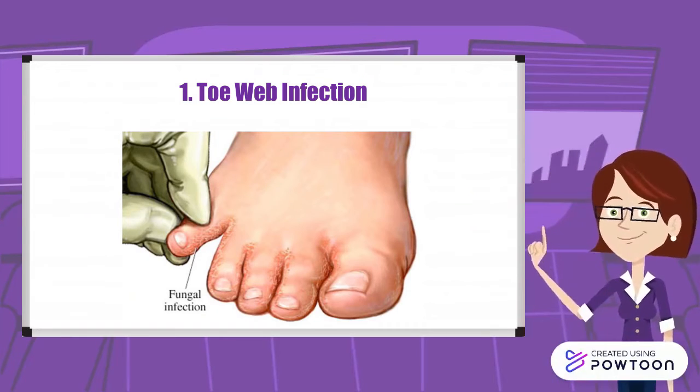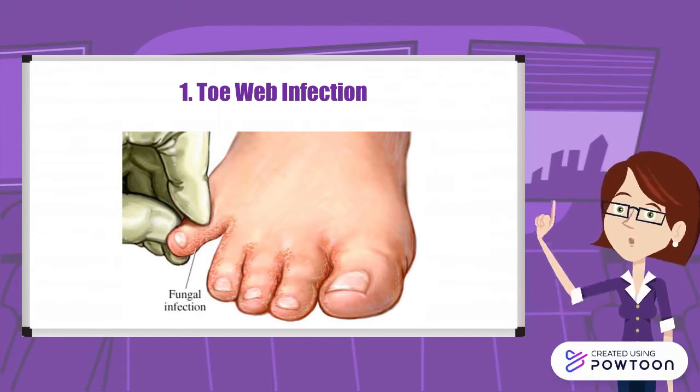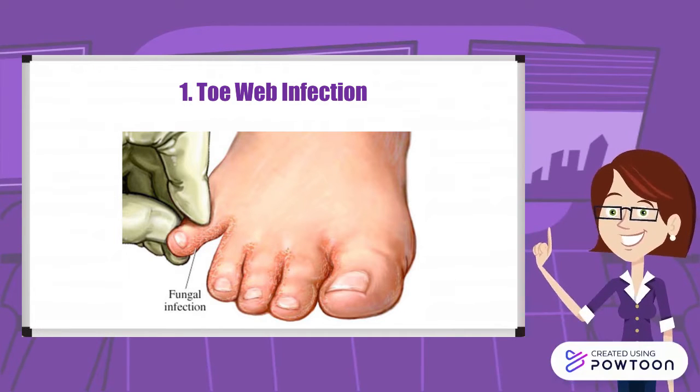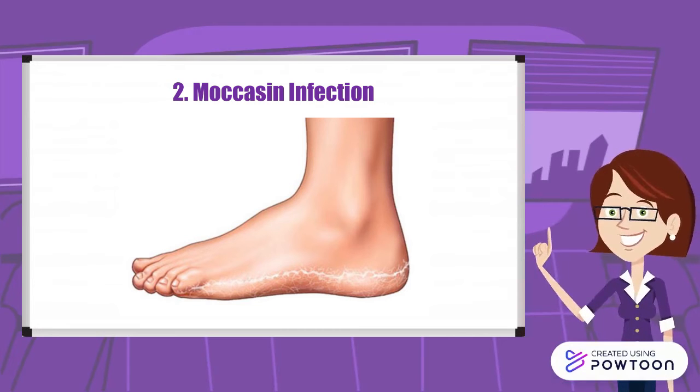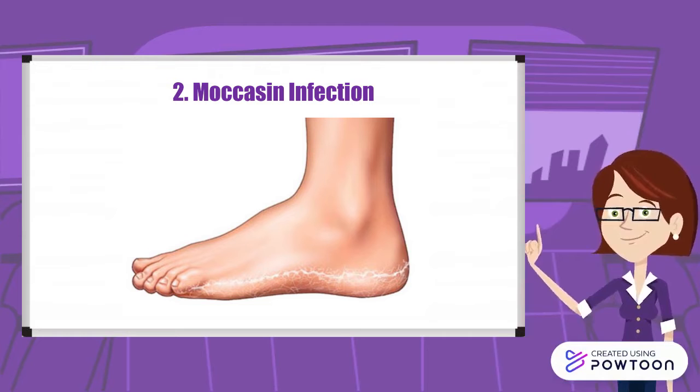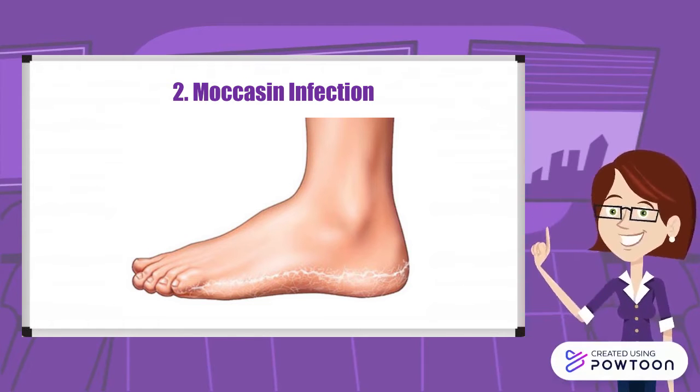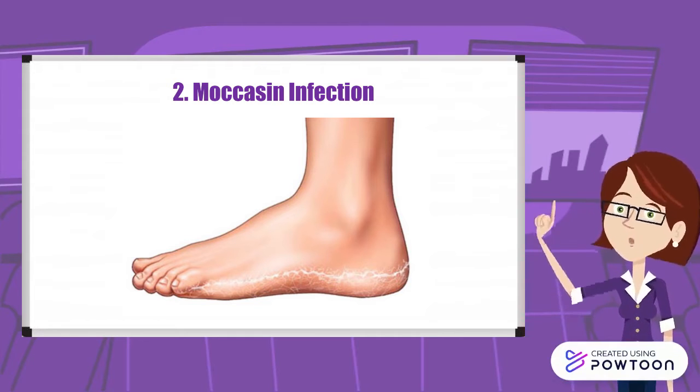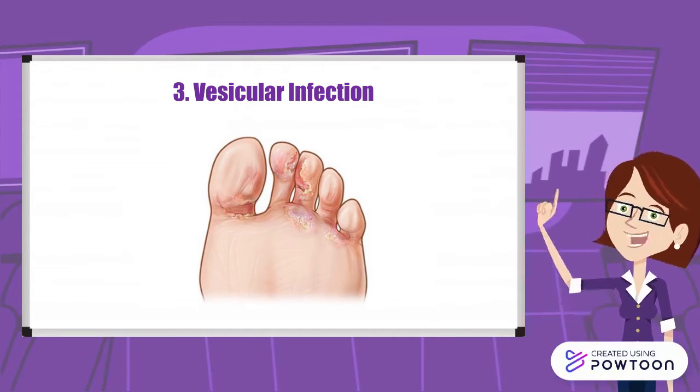The first one is toe web infection, also known as interdigital infection, which usually starts between the 4th and the 5th toes. Bacteria can infect the area of the toe web infection and make it worse. The second type of athlete's foot is moccasin infection. This is an infection of the sole of the foot. Rash may also develop along the sole up to the side of the foot. A foot with moccasin infection will appear dry with cracked and peeled skin.